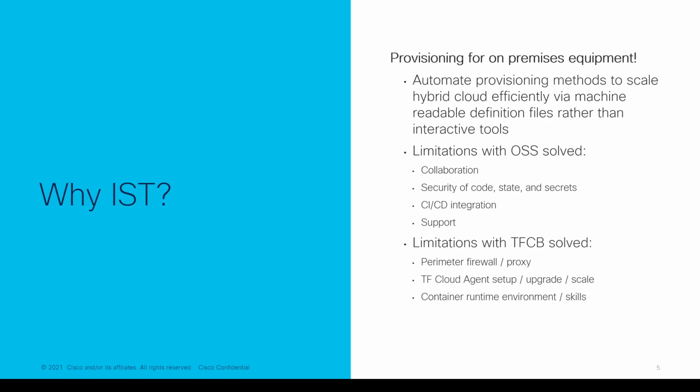Cloud Agent works the same way, and so it sets up a tunnel of communication between Terraform Cloud for Business and the Cloud Agent on-prem, thereby extending that execution environment on-prem. But now the Cloud Agent, you have to set it up, you have to upgrade it, you have to scale it. There's this operational burden and management effort that comes along with doing this.